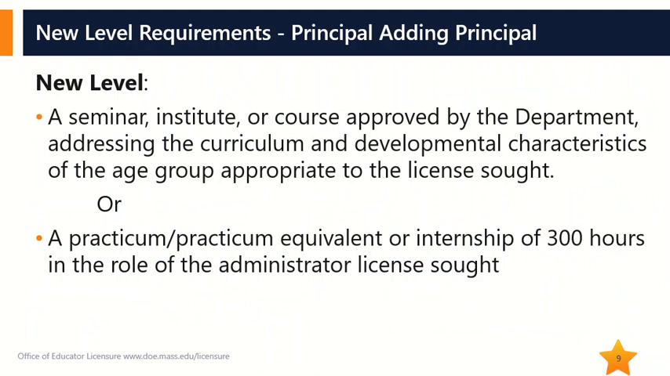Licensed principals and assistant principals may earn an additional principal assistant principal license at a new grade level by completing one of the following: a seminar, institute, or course approved by the department addressing the curriculum and developmental characteristics of the age group appropriate to the license sought, or a practicum, practicum equivalent, or internship of 300 hours in the role and at the grade level of the license sought.